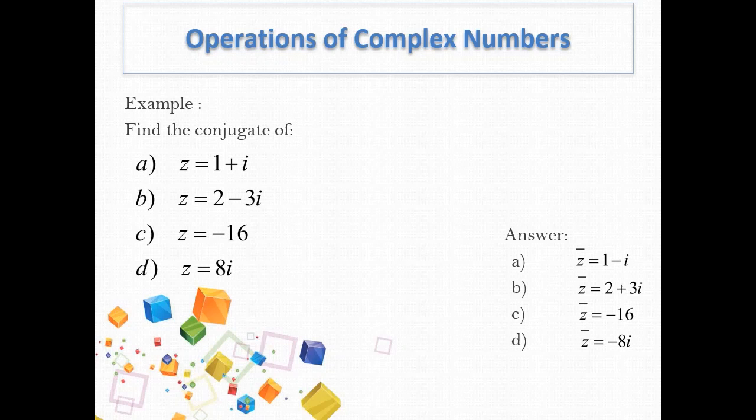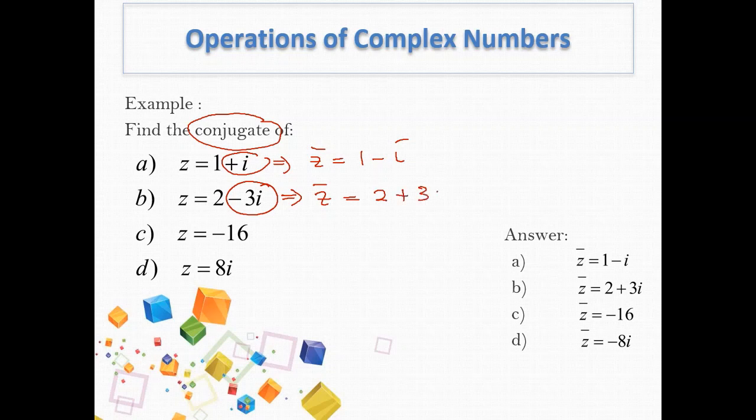Alright, so next we proceed with the examples of finding the conjugate of a complex number. Always remember, conjugate involves changing the sign of the imaginary part. So for A, your z conjugate is 1 minus i. Change this part. For B, z is equal to 2 minus 3i. So z conjugate is equal to changing the sign of the imaginary part, that will give us 2 plus 3i.